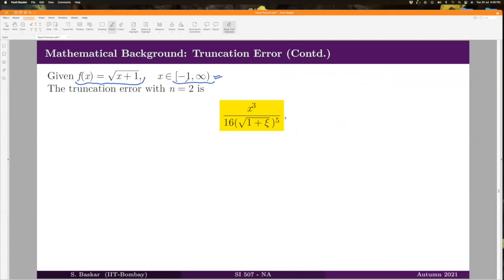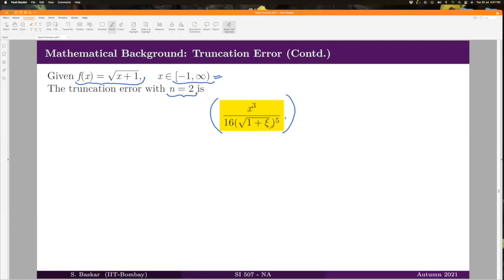So therefore, we will consider the function f to be defined on the interval minus 1 to infinity. Recall that we were interested in approximating this function f of x by a Taylor polynomial of degree 2, and thereby we got the truncation error as x cubed by 16 into 1 plus c to the power of 5, where c was a fixed number there.